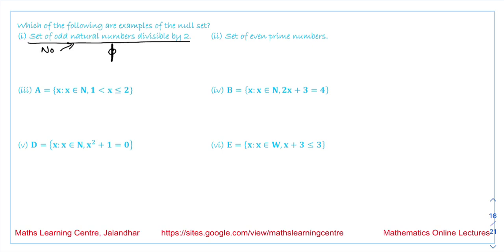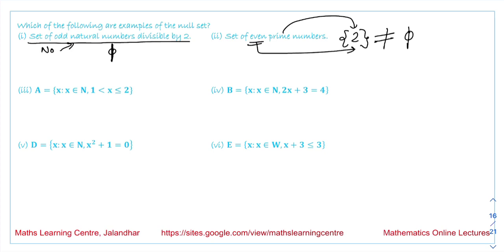Next is the set of even prime numbers. So this set contains an element that is 2. 2 is an even number. It is also a prime number. So this set is not an empty set.